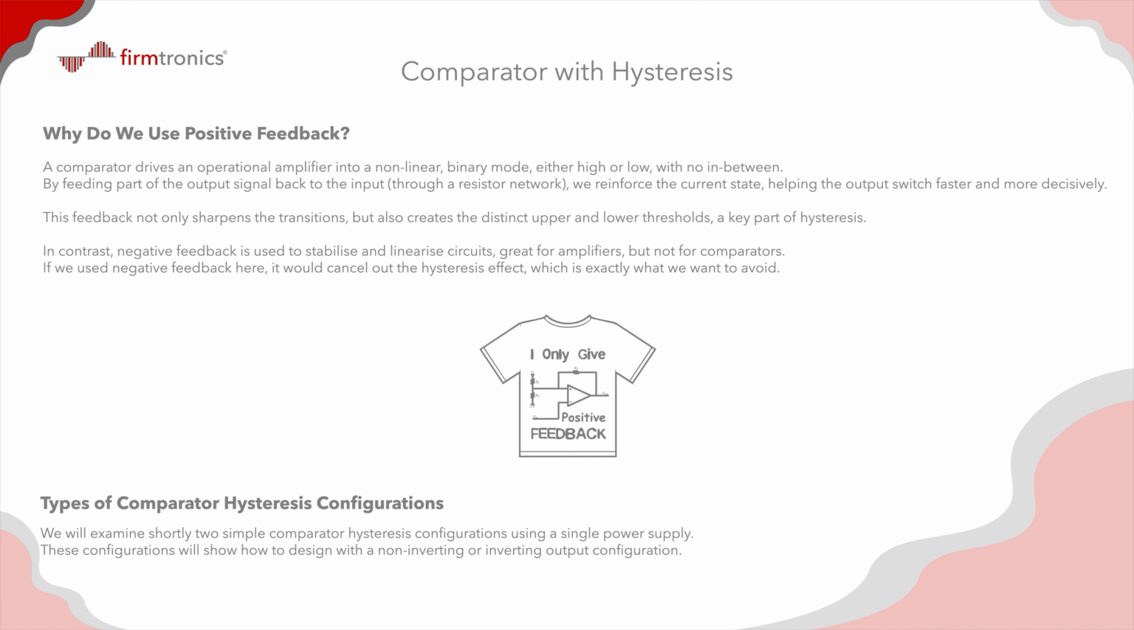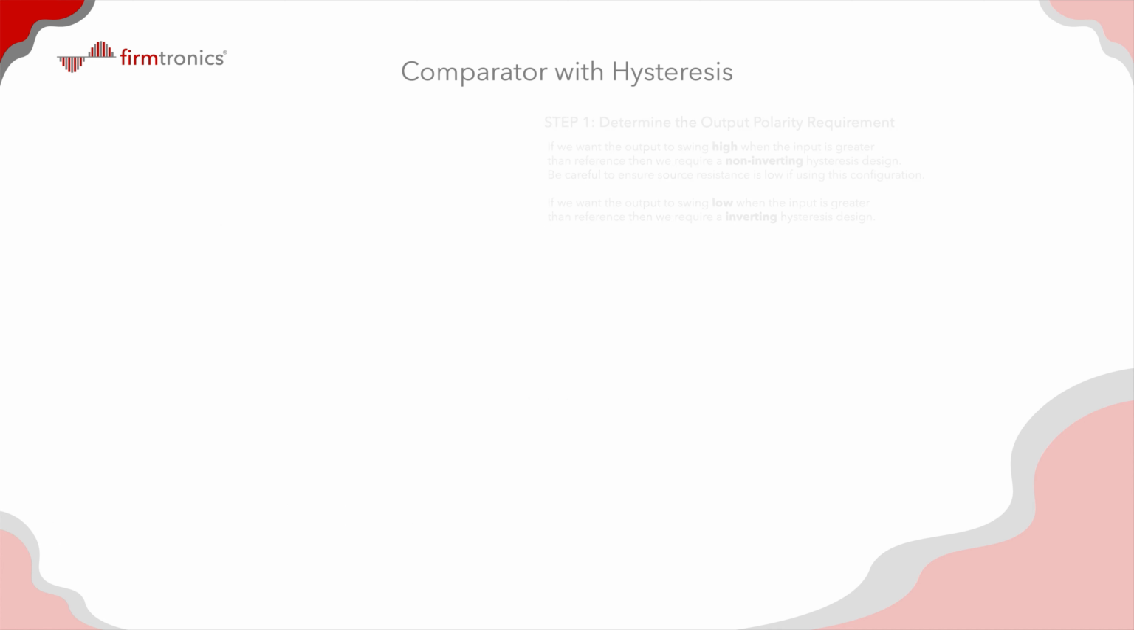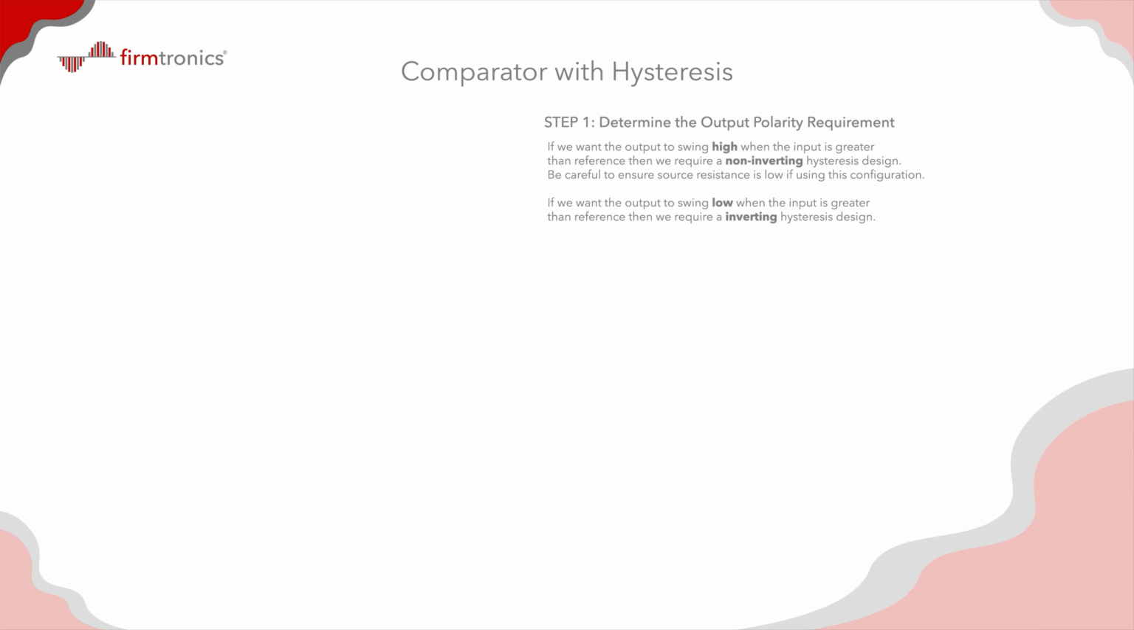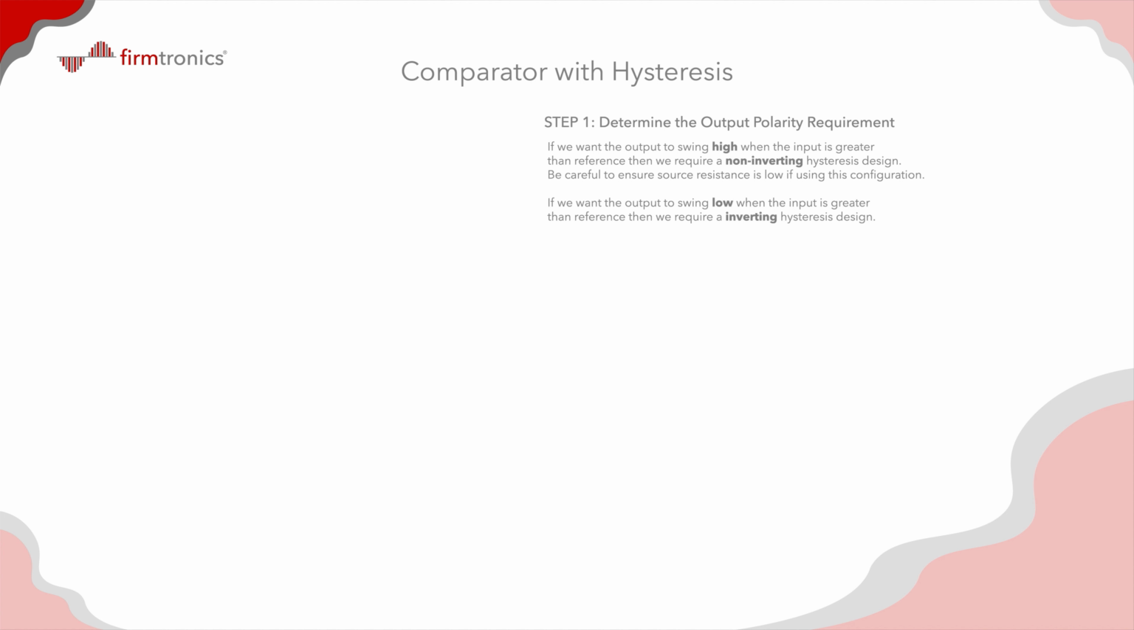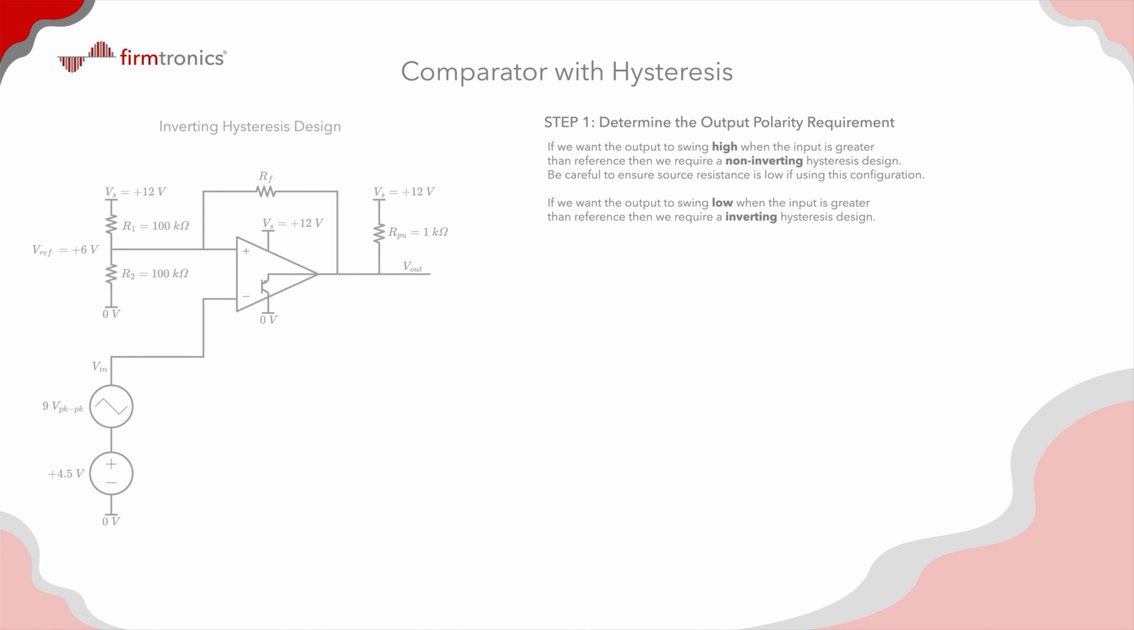I have developed 4 simple steps to follow when designing a comparator with hysteresis circuit that we will further discuss. Step 1. Determine the output polarity requirement. If we want the output to swing high when the input is greater than the reference, then we require a non-inverting hysteresis design. Be careful to ensure the source resistance is low if choosing this configuration. If we want the output to swing low when the input is greater than the reference, then we require an inverting hysteresis design.